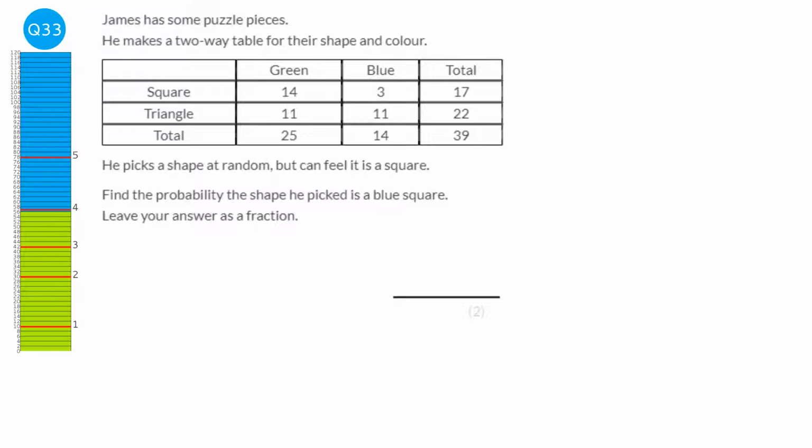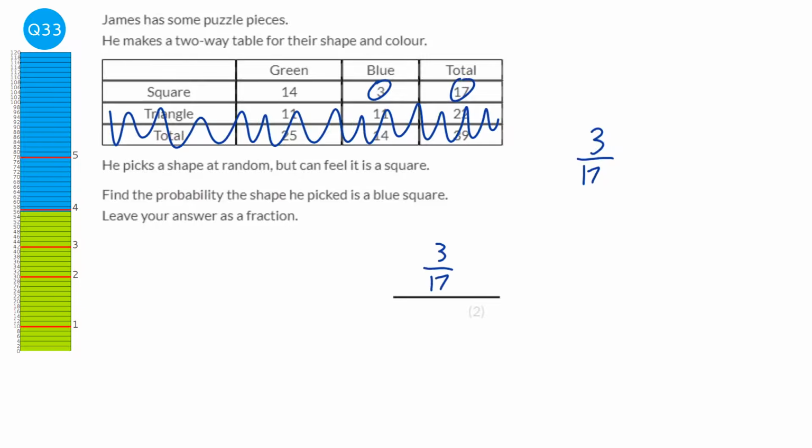So we know that James knows that he has a square, so we can actually get rid of all of this bit. It's not relevant at all to the question. The question asks, what is the probability that the square is blue? Well, there are 3 blue squares, so it will be 3 over, and how many are there in total? Well, it says the total is 17. So the answer is 3 over 17.